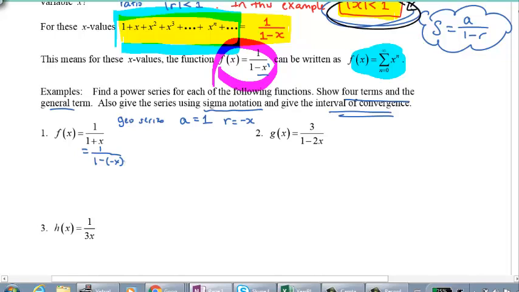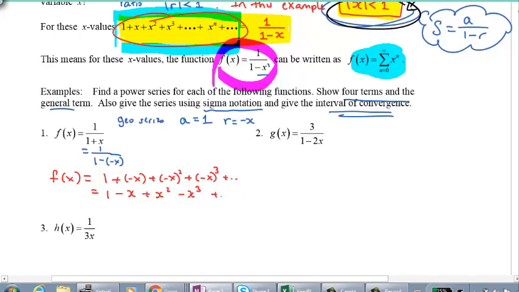So, if that's the case, if I actually write out the first four terms, I'm going to rewrite it as the following. 1 plus, using this now, instead of x, it's negative x. Instead of x squared, it's negative x all squared. And instead of x cubed, it's negative x cubed, and so on. So here we go. 1 minus x plus x squared minus x cubed. And then I guess the general term plus negative x to the power of n plus dot dot dot. You need to have those dot dot dots because that means it goes on forever.